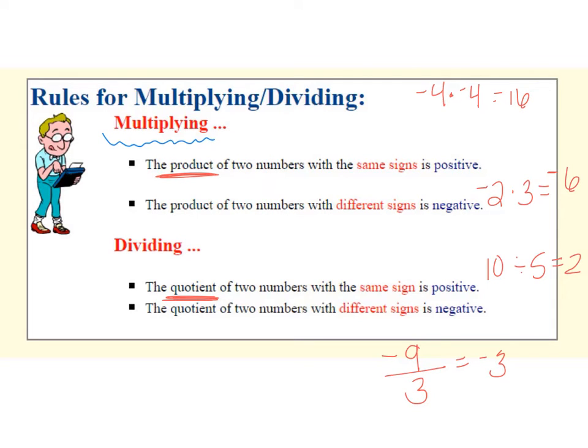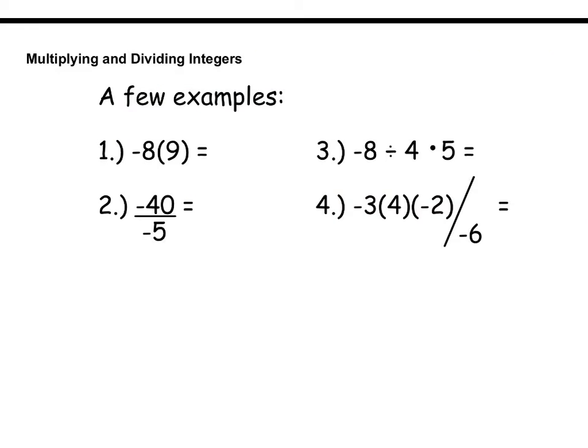These multiplication and division rules are really something we just have to commit to memory. We have to remember that the same signs means a positive answer and different signs means a negative answer. Let's work a couple of examples. Number 1, -8 times 9. I have different signs, which means I get a negative answer. 8 times 9 is 72, so it's -72.